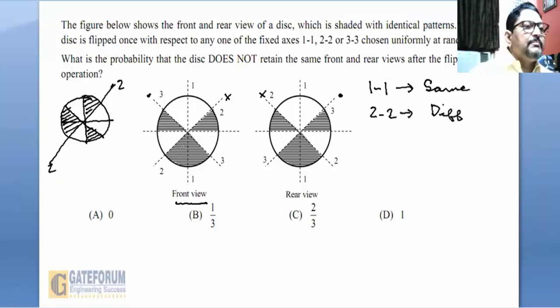Now let us flip along 3-3. So let us do it here. Let us flip it along 3-3. So we are flipping along 3-3.